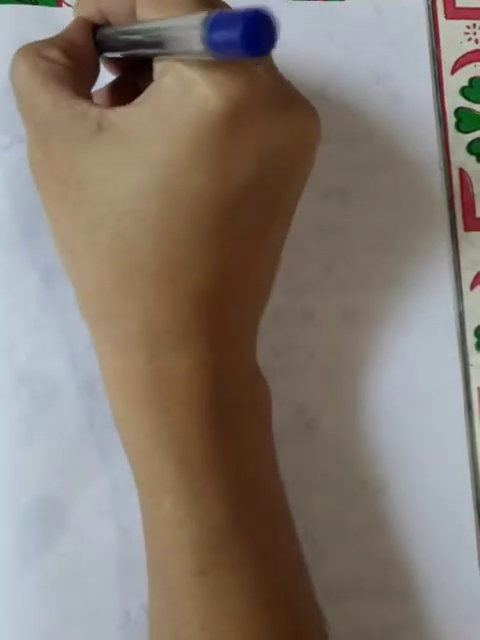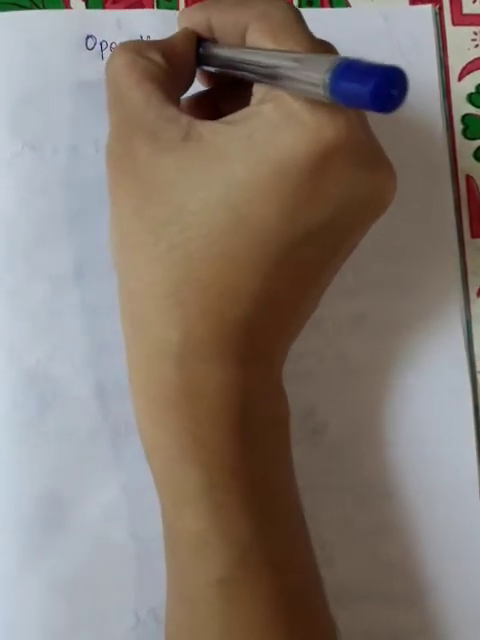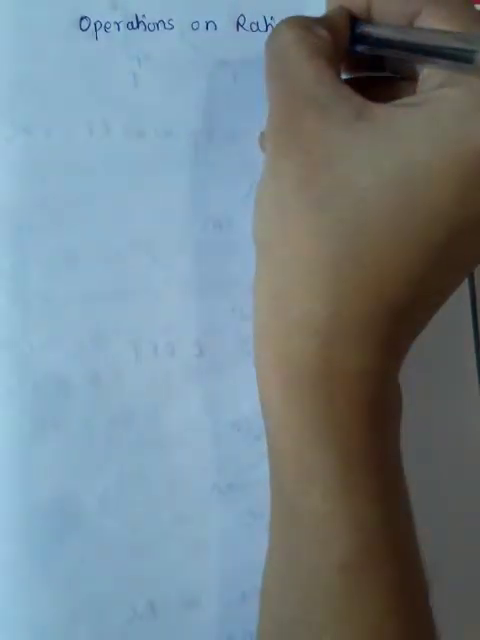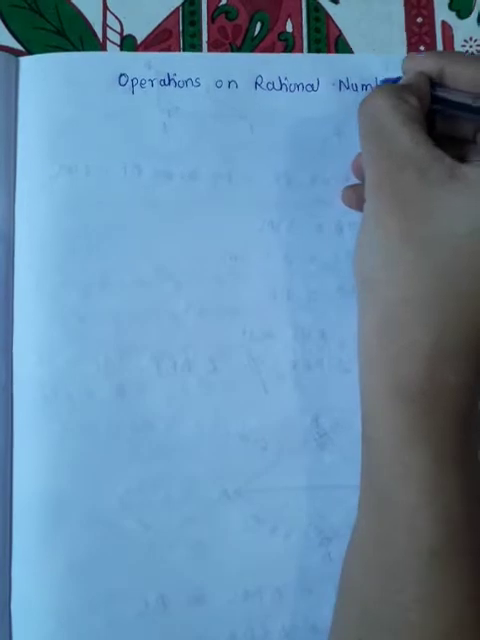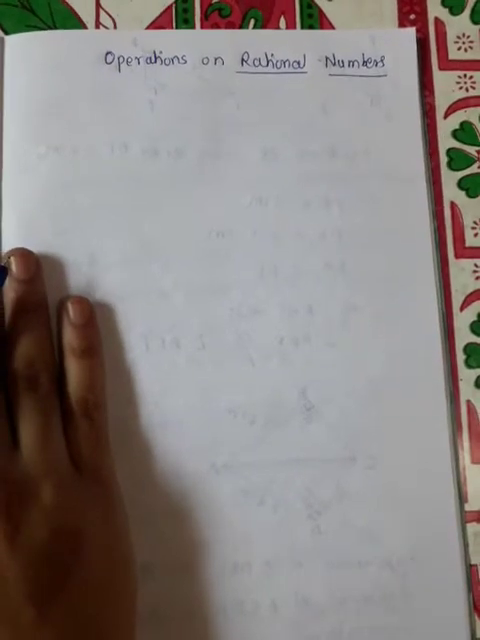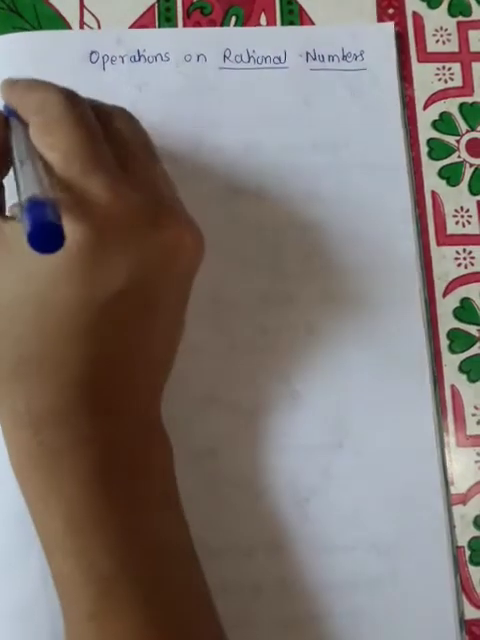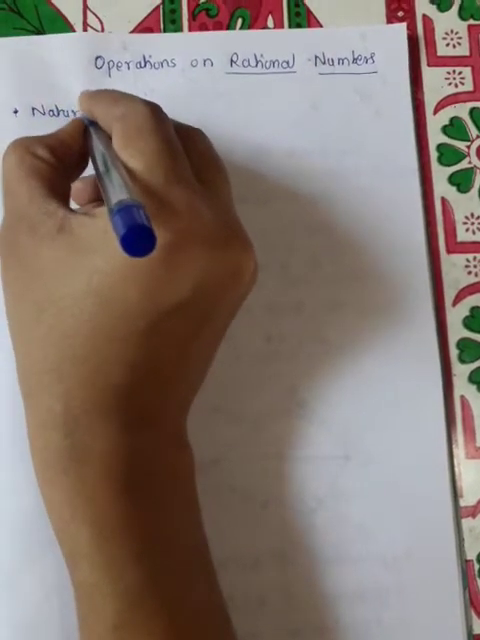We are going to study a new topic, that is operations on rational numbers. Before that, you must know what rational numbers are, which numbers are called rational numbers. But before that, you must know all the types of numbers. So the first type is nothing but natural numbers.